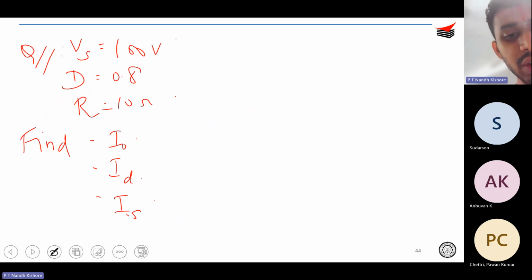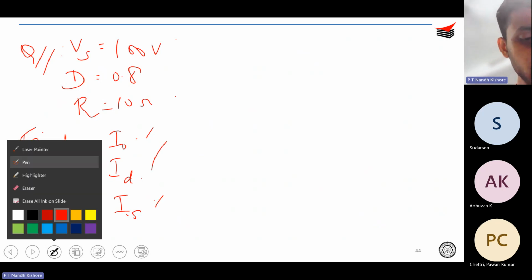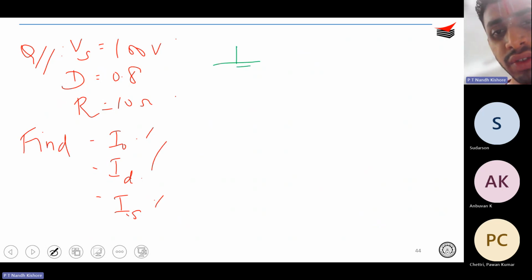Okay, average value of the load current, average value of the diode current, average value of the source current. For these questions, please draw your converter.